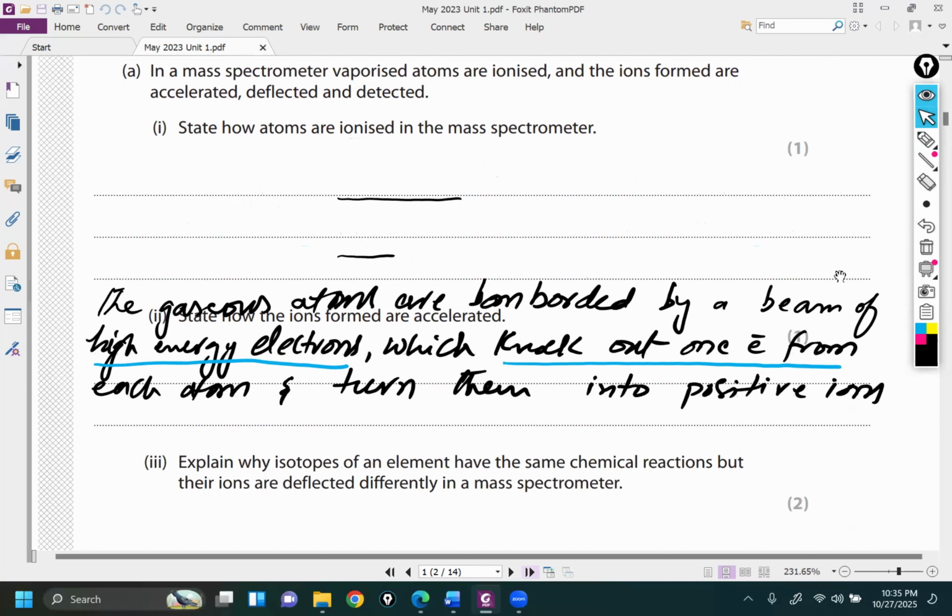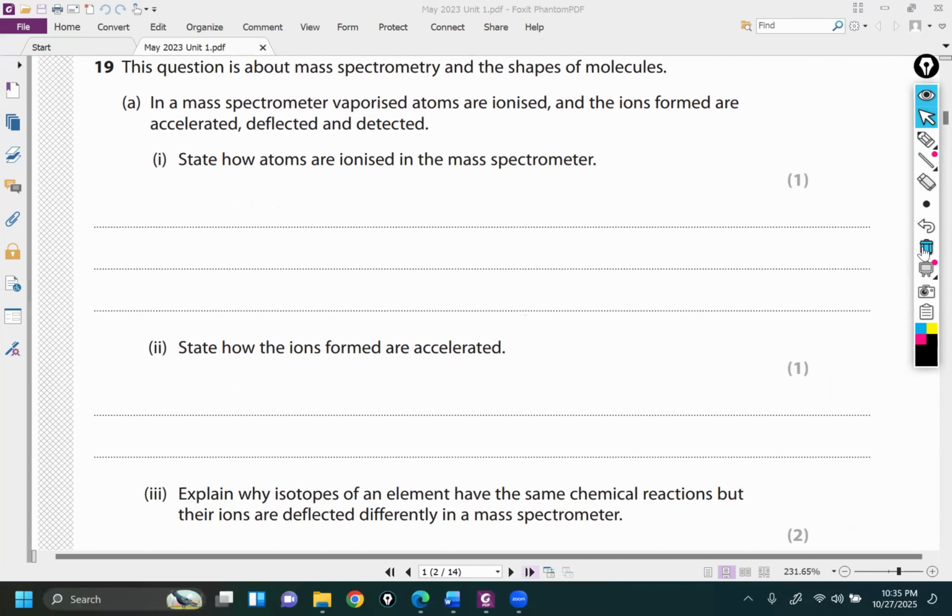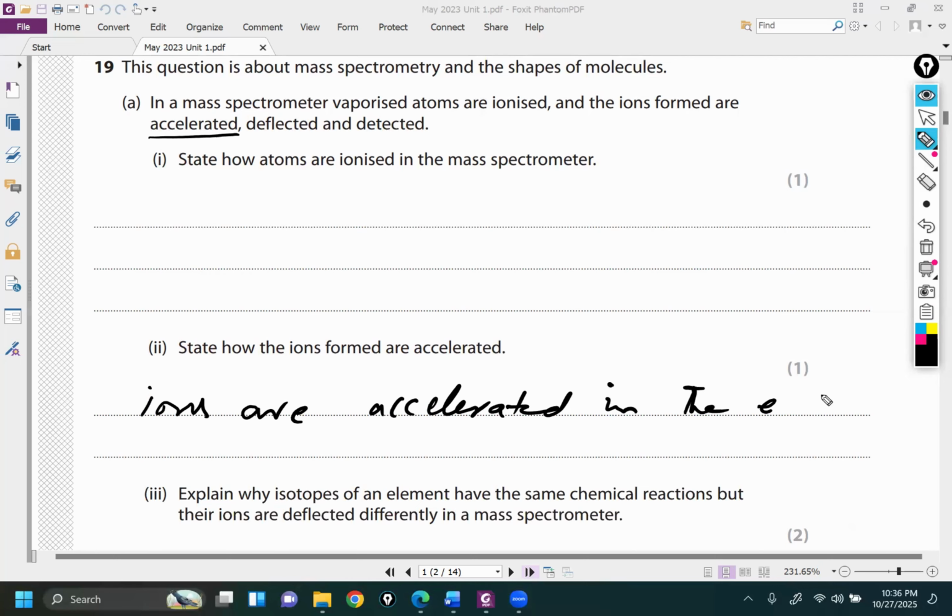Now, the next question is state how the ions formed are accelerated. So after the ionization chamber, the ions are accelerated in the accelerator, but actually what is used? These ions are accelerated by the electric field. So the ions are passed through the electric field and they are accelerated. This electric field is the key point, so you must focus on this point.